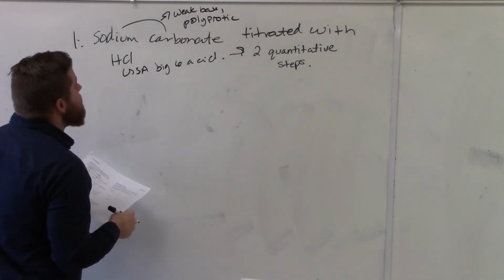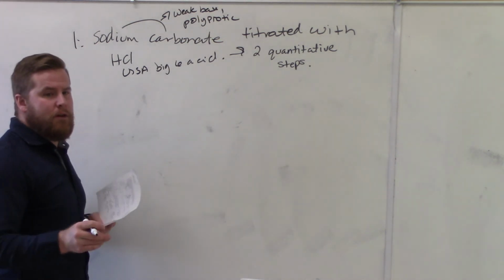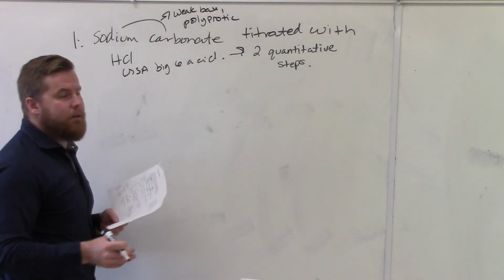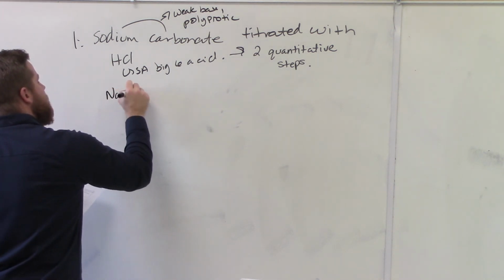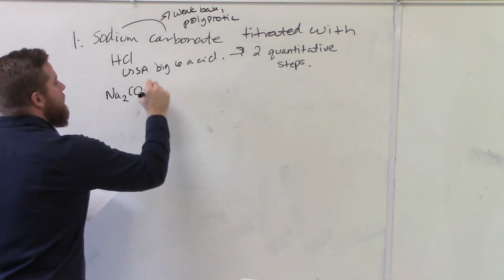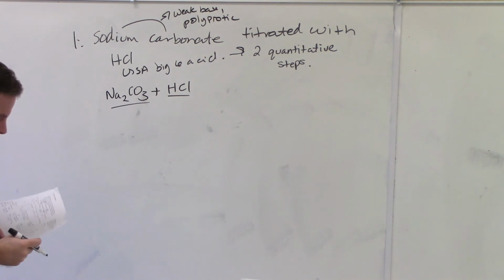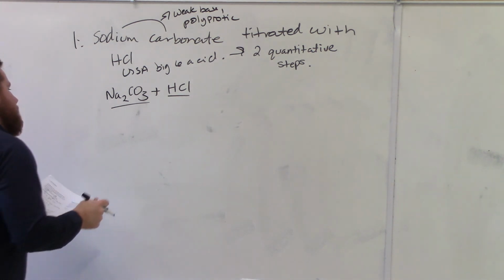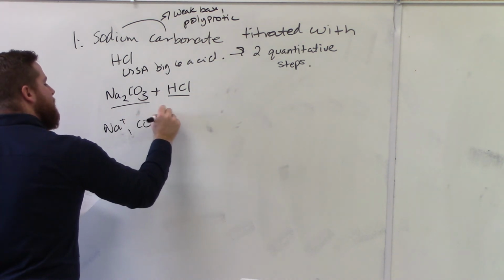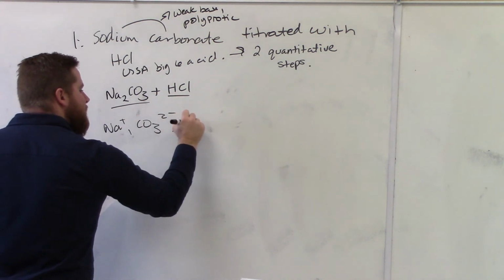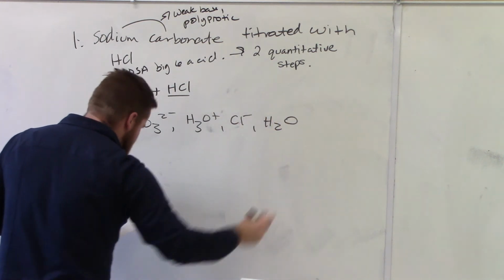Okay, so this is not sodium hydrogen carbonate, it's sodium carbonate. The one thing I want to stress here is this is Na2CO3, and that's plus HCl. So that's a really easy thing to miss. All right, so entities present: Na+, CO3 2-, hydronium, it's a big 6 acid, Cl-, and H2O.